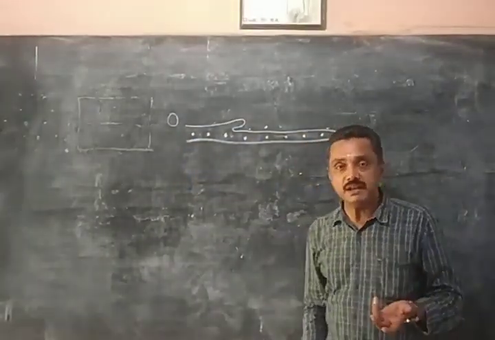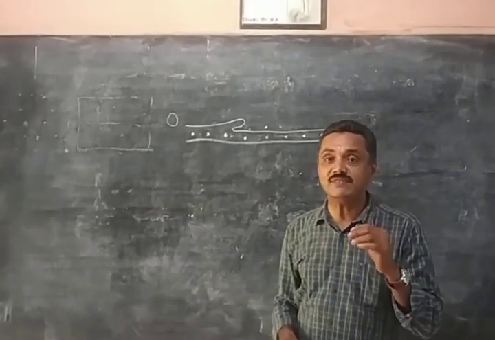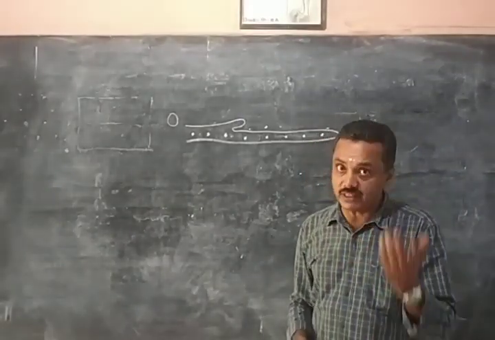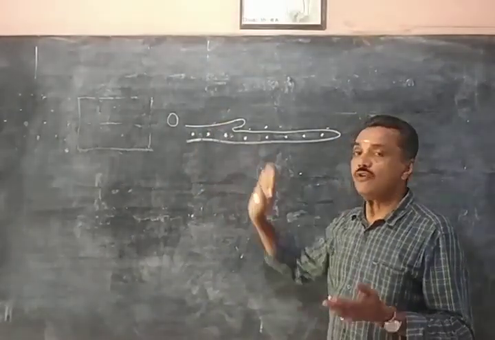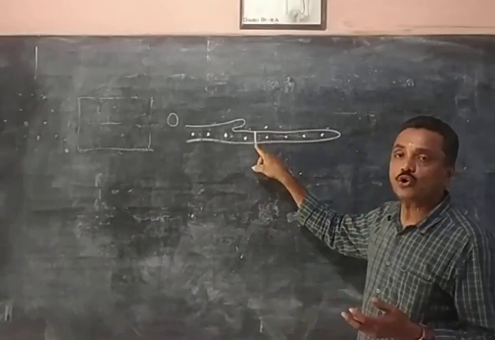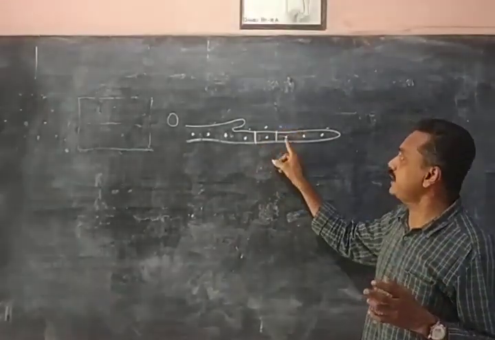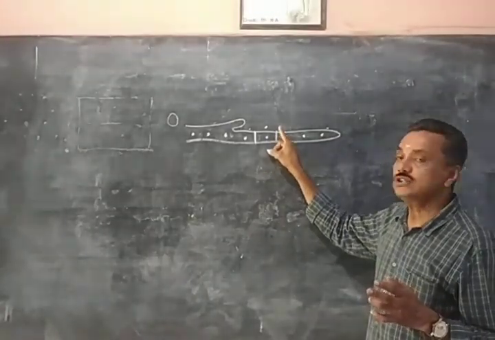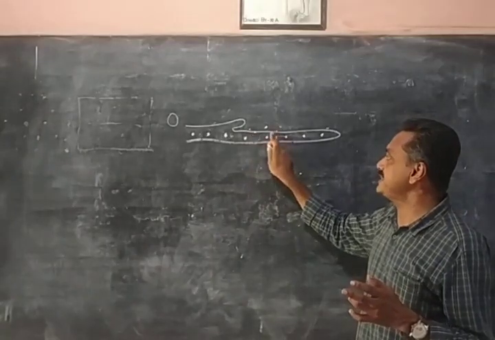This is an example of aseptate hypha. A means without: without a cross wall between two nuclei. The cross wall is absent. Cross wall means the wall between the two nuclei. So in septate hypha, this cross wall is present between the two nuclei.